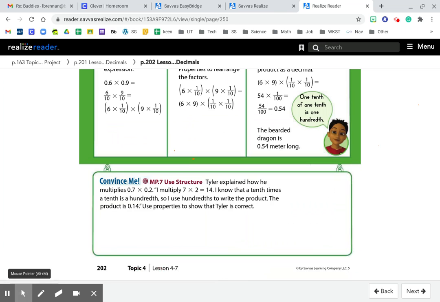Tyler explained how he multiplies 7/10 and 2/10. I multiply 7 times 2, which is 14. I know that a tenth times a tenth is a hundredth, so I use hundredths to write the product. The product is 0.14. Is Tyler correct? And the answer is yes, he is correct.